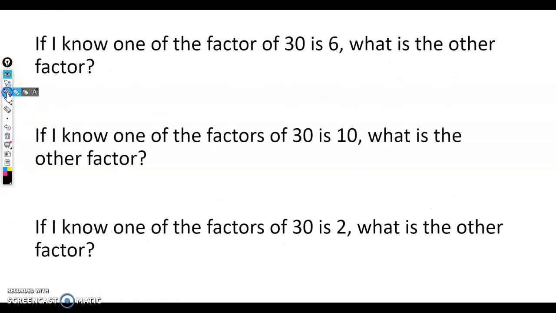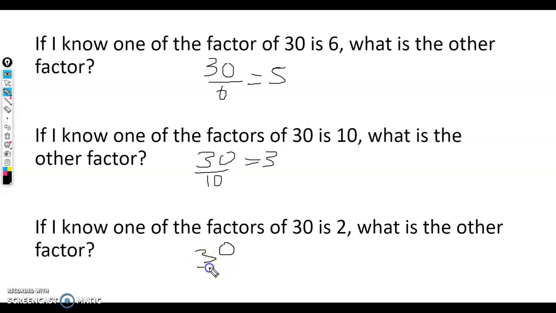So this is not in your notes, but we're going to go ahead and talk about this because it'll help us with the next section. If I told you one of the factors of 36 is 6, you would say the other is 6, because 36 divided by 6 equals 6. If I told you one of the factors of 30 was 10, you would tell me the other one was a 3, because 30 divided by 10 is 3.